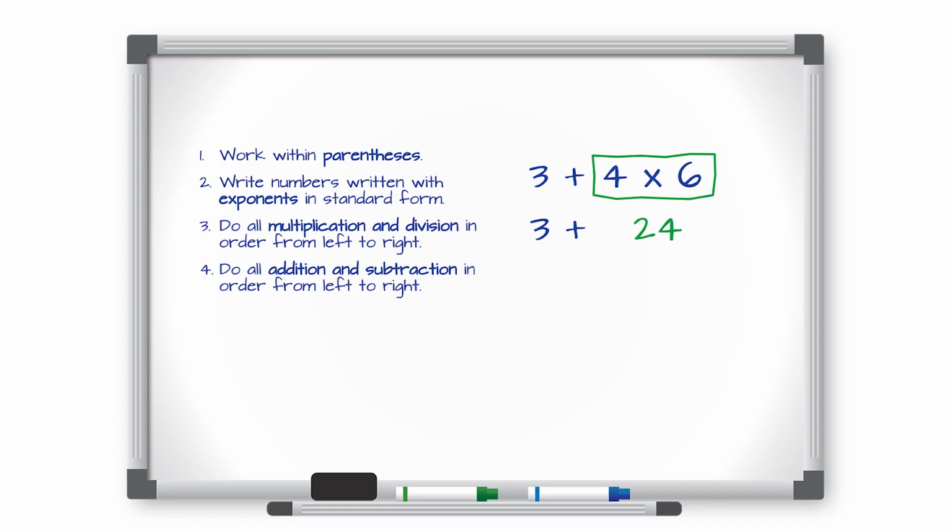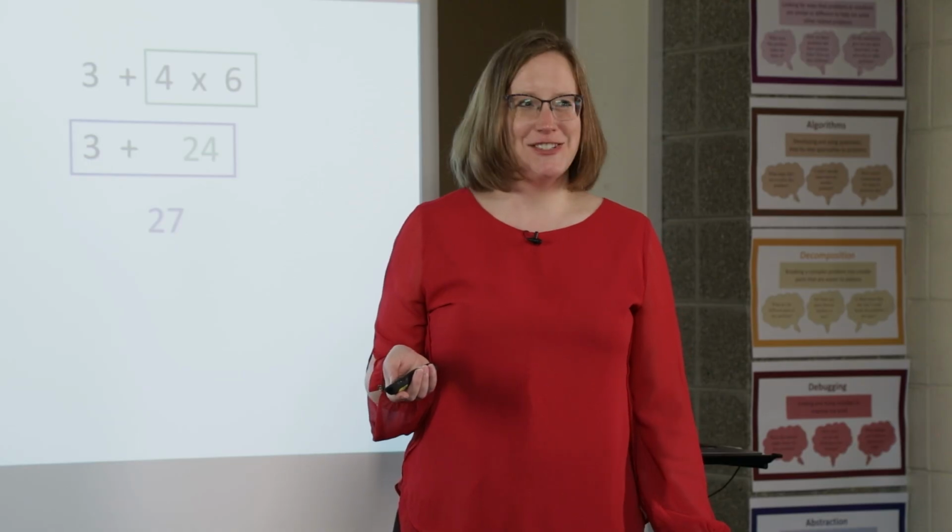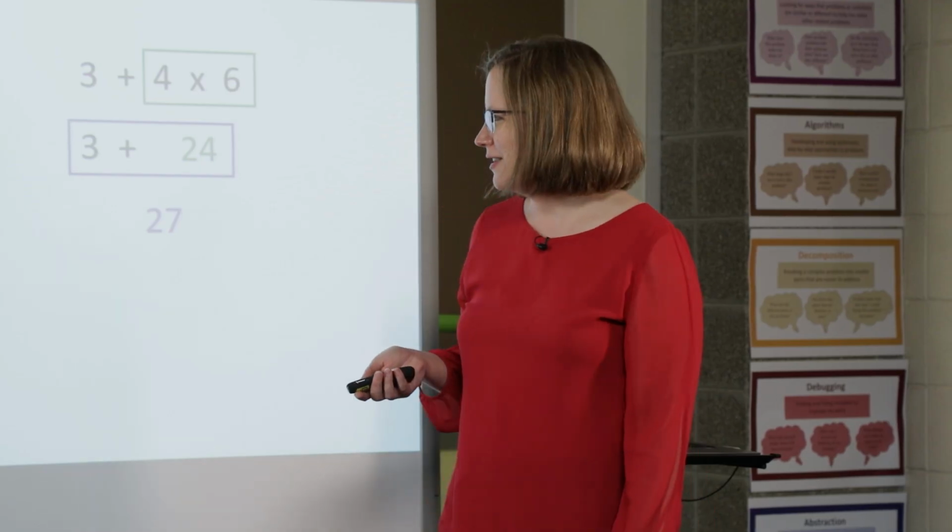Do all addition and subtraction in order from left to right. Does this step apply to our problem? Yeah, she knew I was going to ask, how do you know? So she said yes, because we have that plus sign, and it's between the 3 and the 24. So we know that's the addition we need to do. So 3 plus 24 is 27. Now, do we have any more addition and subtraction to do? No, we're down to just one number. So I think we're done.